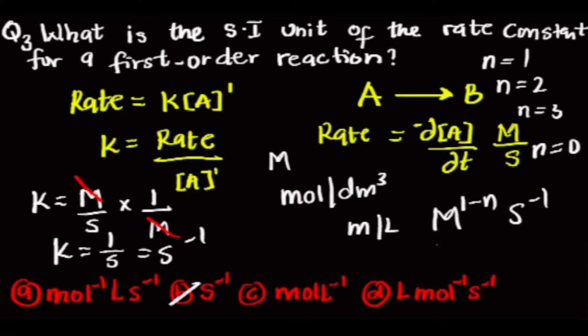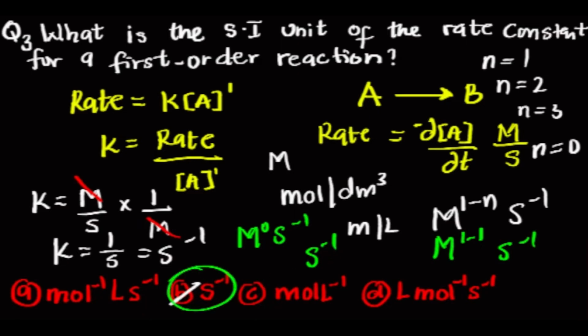So if I put it here, I'm going to have M raised to the power of 1 minus 1, then per seconds, that is seconds to the power of minus 1. Now, 1 minus 1 is 0. So I'm going to have M raised to the power of 0, times seconds to the power of minus 1. And M raised to the power of 0 is 1, and that shows that we are going to have just ordinary per seconds, which is what you are seeing here. So you can go ahead and use M raised to the power of 1 minus n, then seconds to the power of minus 1. It works very well. So that's just it. So now let's move to the next one that we have.